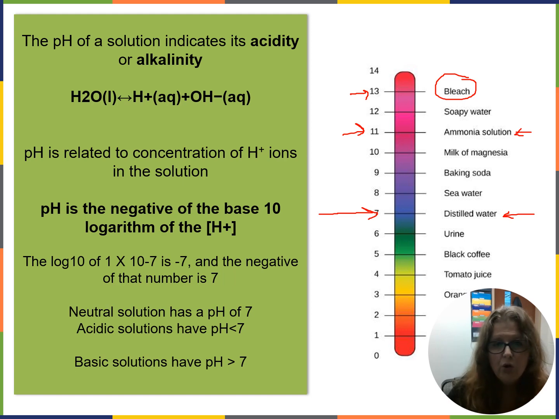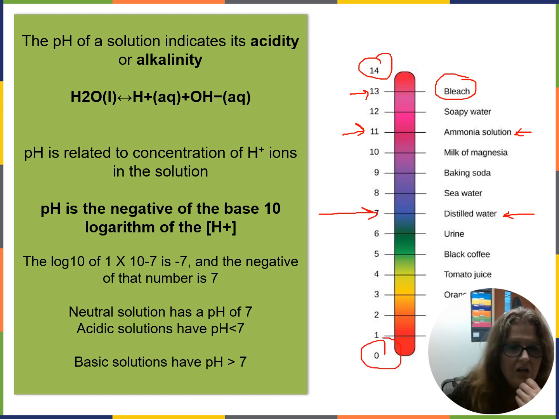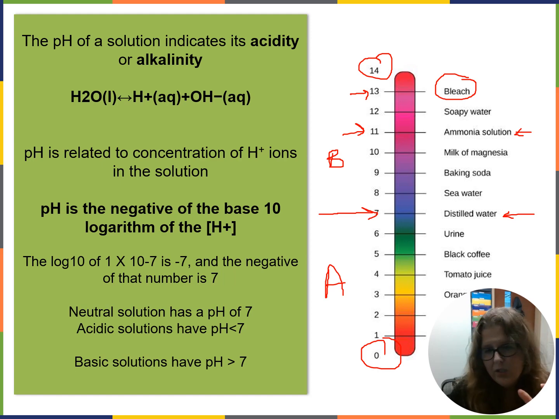So our stronger bases are going to be closer to 14, and our stronger acids are going to be like 1 or under 1. So our acids are below 7, and our bases are above 7. Again, neutral is at 7. So even if it was like 7.5, it'd still be basic. It would just be very weak.